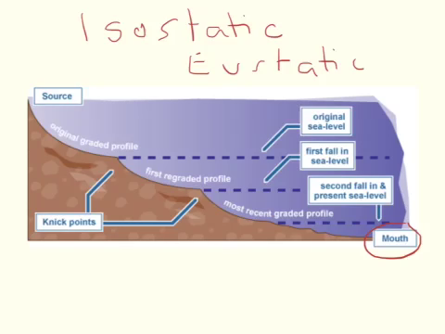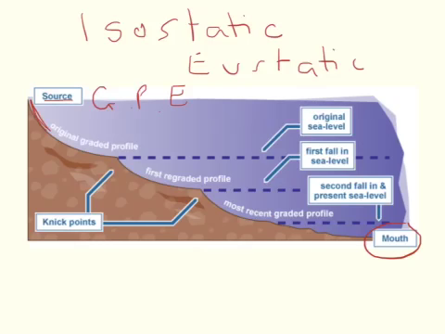Now, when a river first starts near its source, it has very high levels of gravitational potential energy, and so it uses that gravitational potential energy to cut down through the rock. As it gets nearer and nearer the river's mouth, it loses its gravitational potential energy, or it reduces the amount that it has.